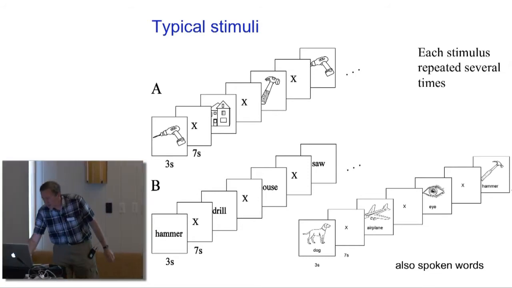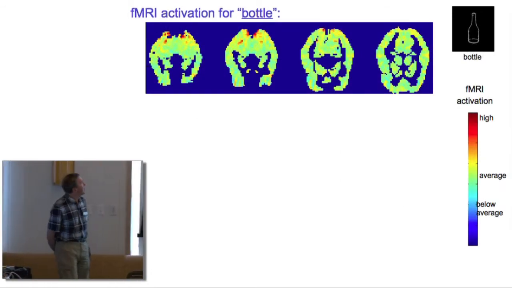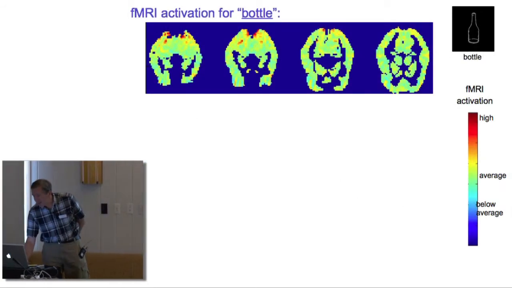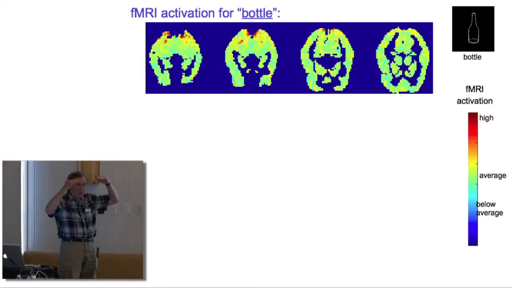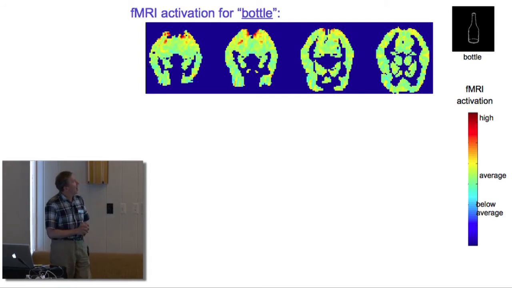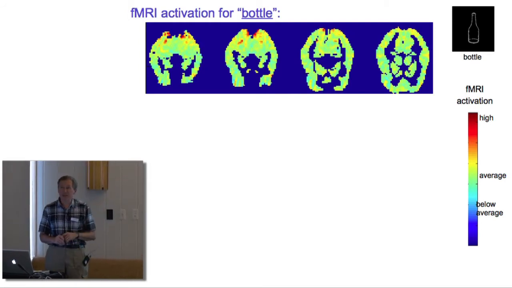And in an fMRI scanner, then, if we show somebody, let's say, a stimulus like this bottle line drawing with the word bottle written under it, then we observe fMRI activation like this. These are four slices of a three-dimensional fMRI image. Posterior is up, so most of that red activation is in visual areas.